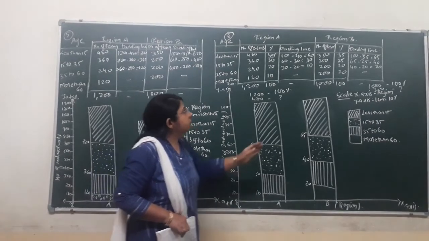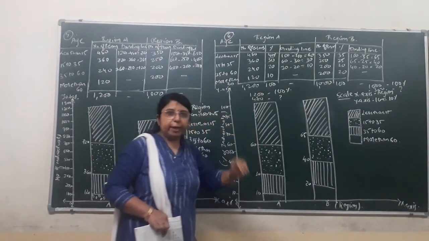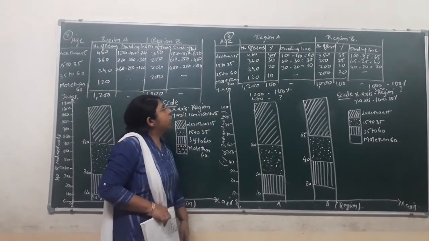Now let us represent all the percentages of region A and B on the graph. First of all, region A.